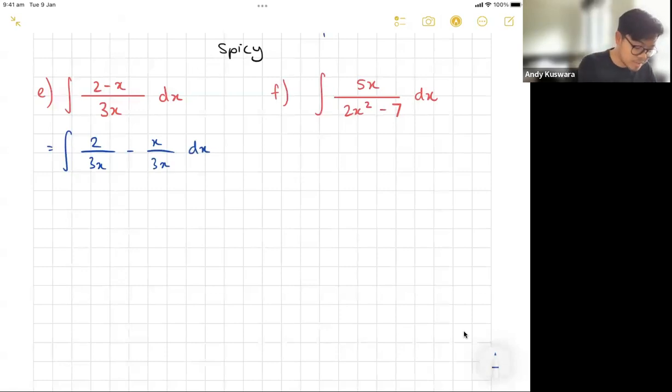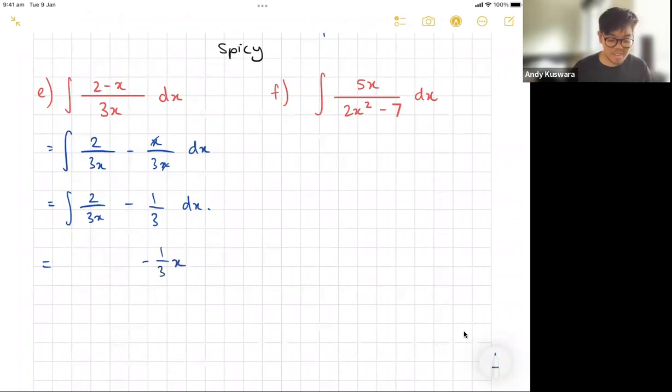So if we now try to separate it, this becomes the integration of 2 on 3x minus, and I can cancel out the x's here because they're both common factors. So this would just be 1 on 3. Now, if I was to integrate term by term, I know this one here is just going to become minus 1 on 3x. That one's pretty easy.